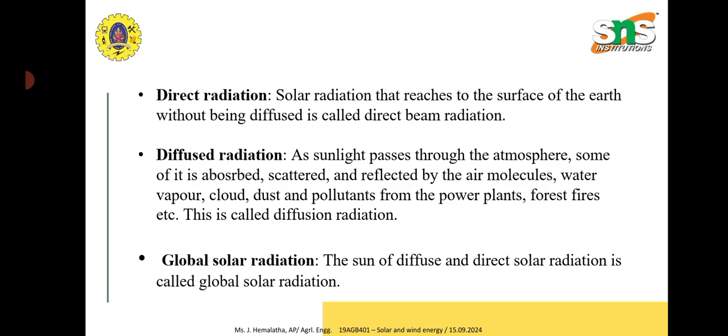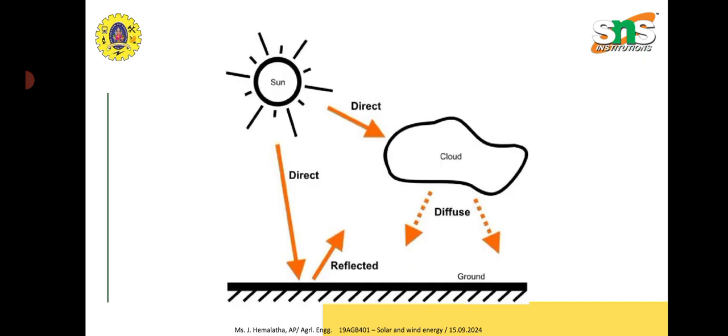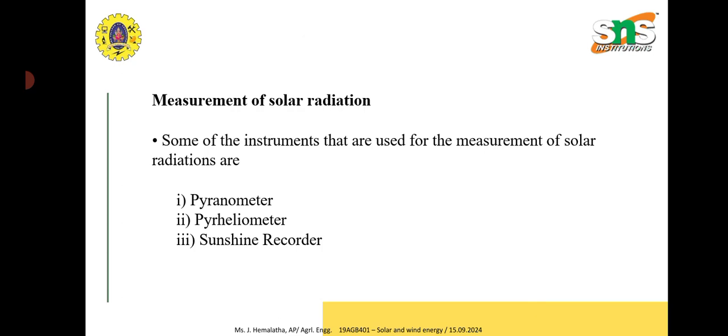Then direct radiation is the solar radiation that reaches the surface of the earth without any interruption. Diffused radiation is sunlight that passes through the atmosphere, where a scattering process occurs before it reaches the earth's surface. Global solar radiation is the sum of diffused and direct solar radiation. These are the diagrammatic representations of direct, diffused and total global solar radiation. Measurement is by pyranometer, pyrheliometer and sunshine recorder.